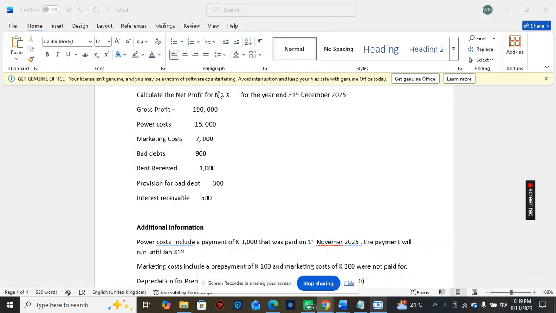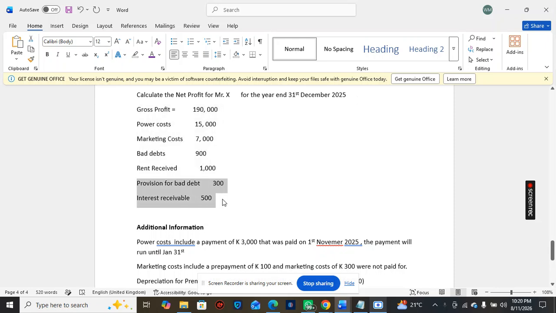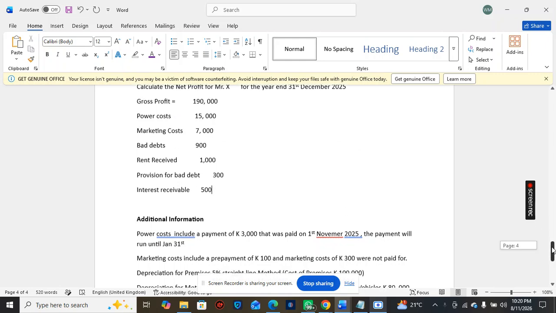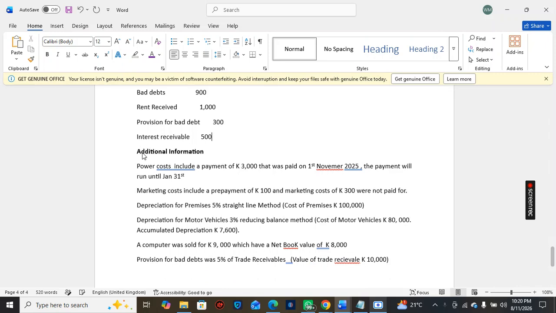Okay, so we have a question here which says, calculate the net profit for Mr. X for the year ended 31st December 2025. Being given information here: gross profit, power costs, marketing costs, bad debts, rent received, provision for bad debt, interest receivable. And we've been given this additional information. So we need to calculate the net profit, which is the profit after you deduct the operational costs.